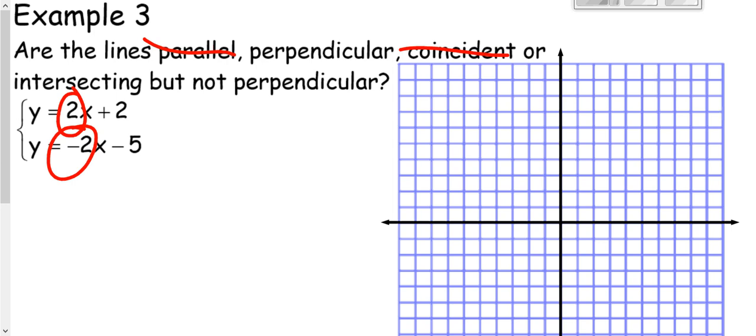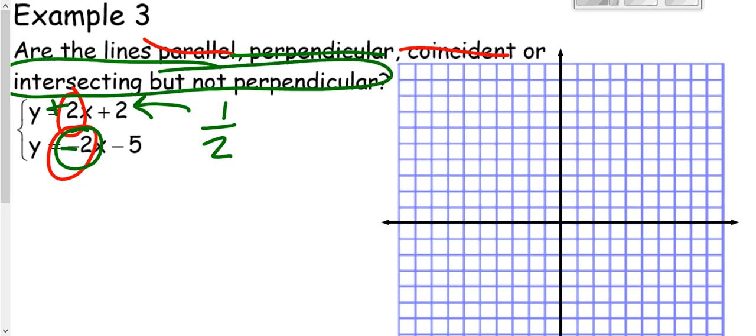So let's think about perpendicular. Perpendicular is the other special one that we've talked about. Now, to be perpendicular, you have to have one positive and one negative, which we do. We have a +2 and we have a -2. But what is the other piece to be a perpendicular line? They have to be reciprocals. So if I have a +2, what is the reciprocal of 2? 1/2. Is this slope 1/2? Nope. So it can't be perpendicular. That means that these lines are just intersecting. Okay? Now let's look at what that looks like.